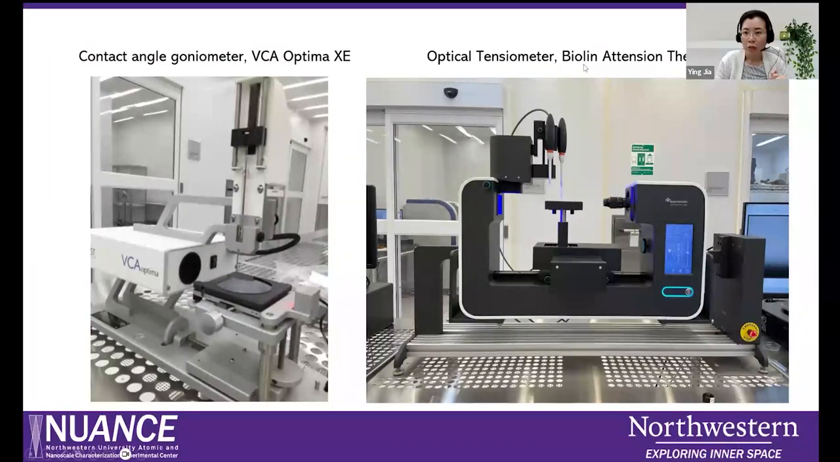Recently, we have a new optical tensiometer. It is an upgraded, higher version of this contact angle measurement system. It's from Biolin Scientific, and the model is Attension Theta Flow. So it looks like this one. If you walk in the cleanroom, you may see this thing. It looks pretty big and catches your eye. So this one is our new advanced contact angle measurement system.